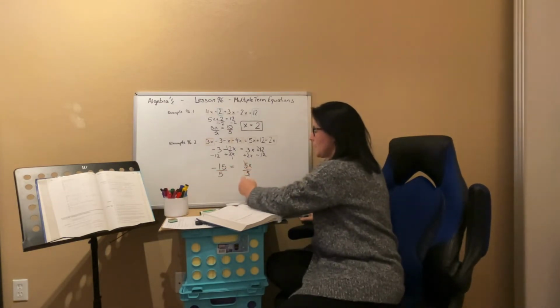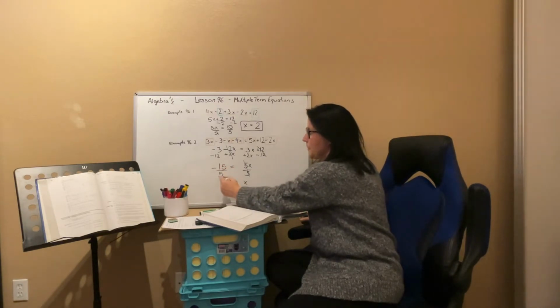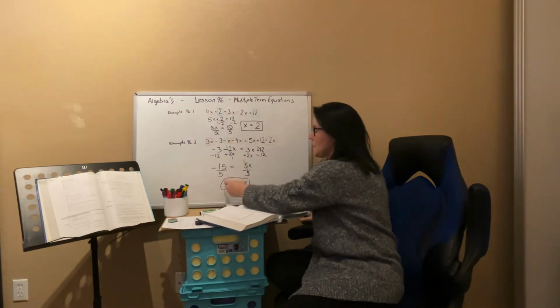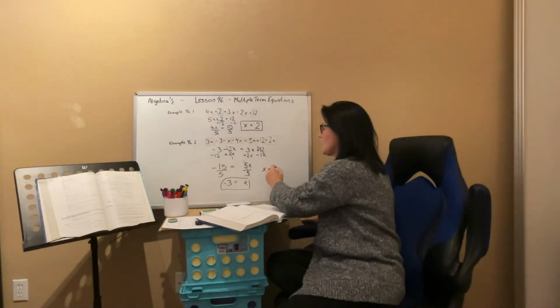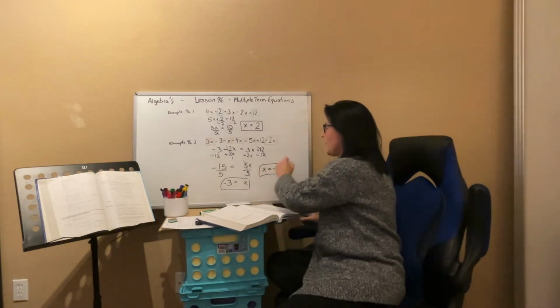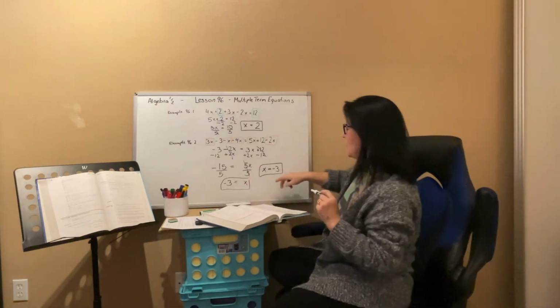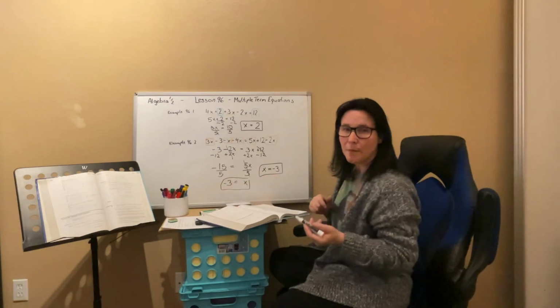So on this side, it leaves x. And then negative 15 divided by 5 makes it negative 3. So our answer is negative 3 equals x. Or you could also write it as x equals negative 3. And that's our answer. It doesn't matter which way around you write it, as long as you have the x by itself and the number on the opposite side.